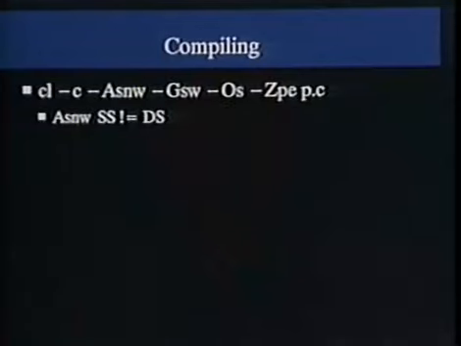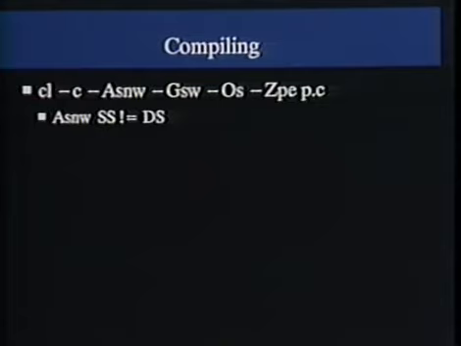So with this in mind, to compile the dynamic link library, here is the compilation statement for that. We need, again, using CL, a -C option. And there are two differences here. The slide should show -ASNU instead of -AS.